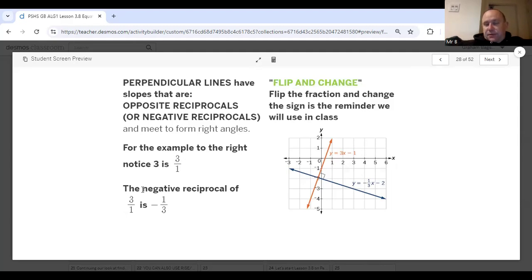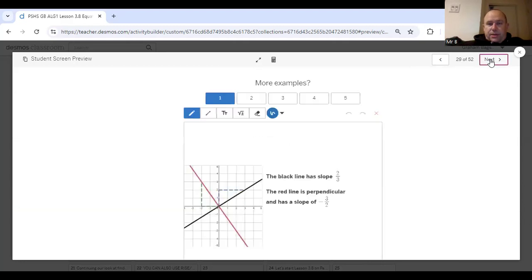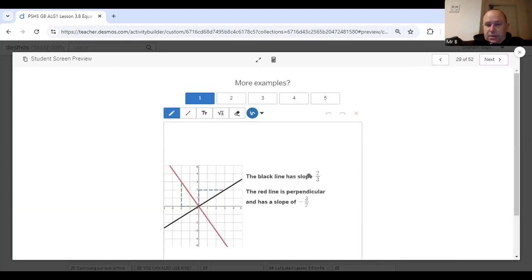Now, the correct mathematical phrase for what we just did here is really negative reciprocal. But I found a lot of students were not familiar with the word reciprocal, but they understood what I mean by flip, as in turn it upside down. So I tend to use flip and change to help students understand exactly what they're going to do. Now, there are some examples here so that you can see.